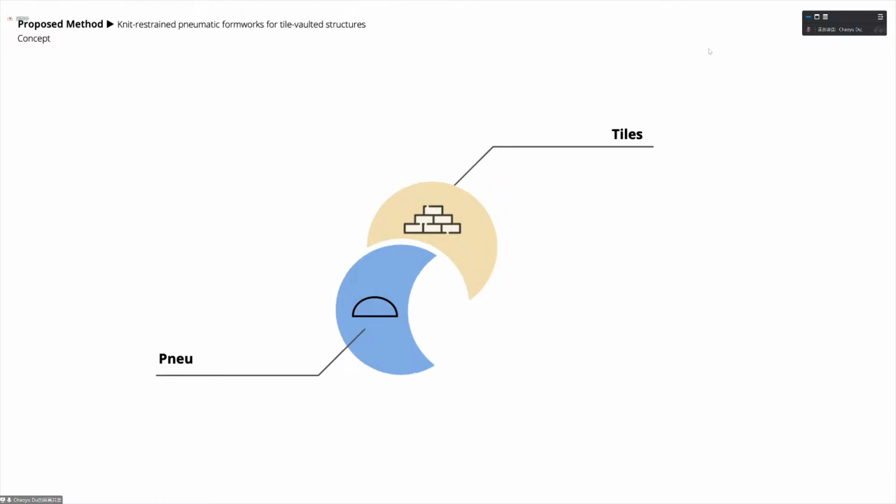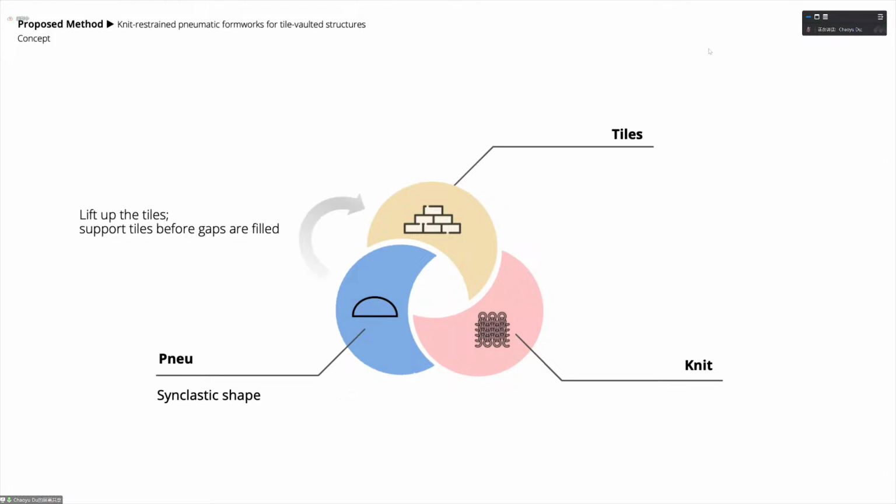I want to talk a little bit about what my PhD is, just to explain how Flip is created. My PhD proposes a new construction system for tile vaults using a knit-restrained pneumatic formwork, which combines the pneumatic formwork to create the geometry and knitted textile to restrain the inflatable locally to a specific geometry and to hold the tiles on the surface. In this system, the pneumatic can naturally form synclastic shapes, which is beneficial for vaults. And this simple expansion mechanism of the pneumatic can lift the tiles into 3D space.